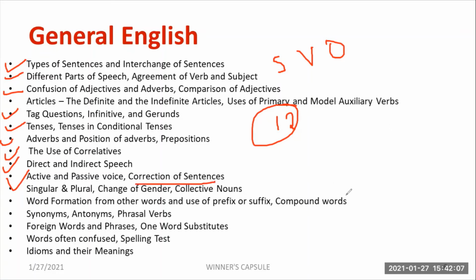They will give one sentence, identify errors. Then singular and plural, change of gender, collective nouns, then word formation, suffix, prefix, all those things. Then synonyms and antonyms, very important. Then phrasal verbs, that's also very important. Then foreign words, then one word substitutes, words often confused. For example, advice and advise, effect and affect. Spelling test, that's also important.